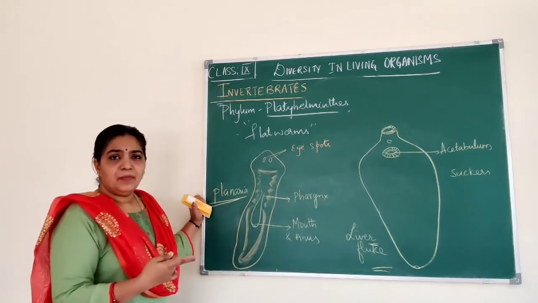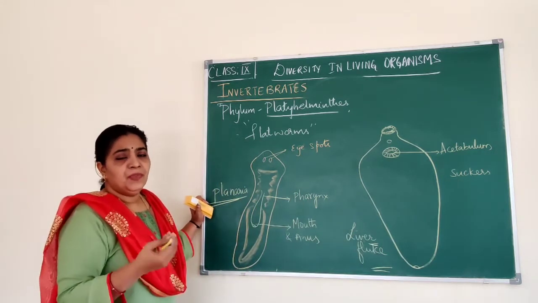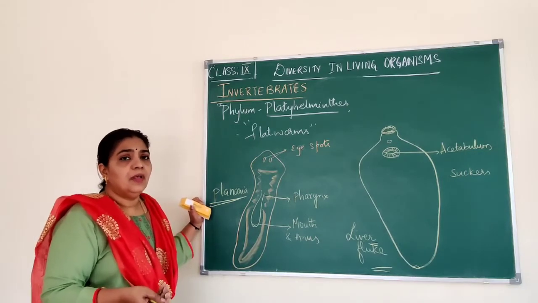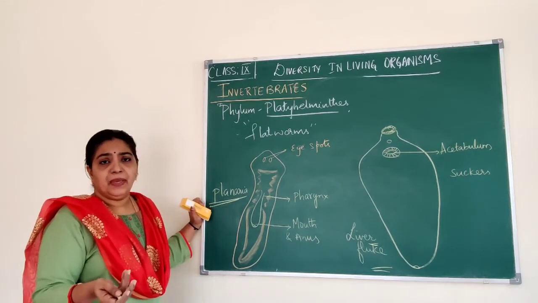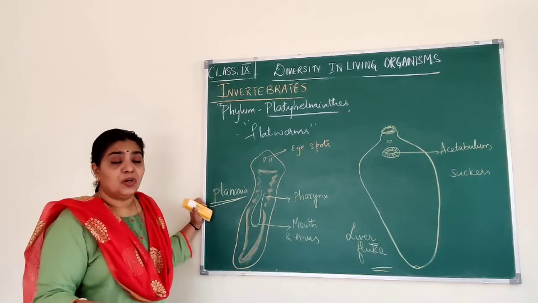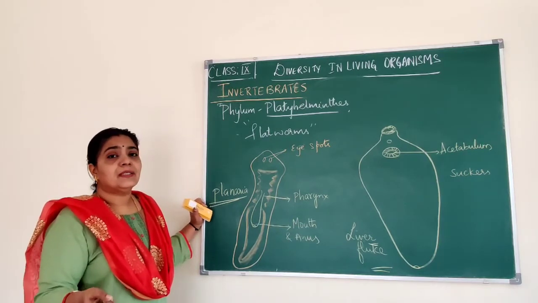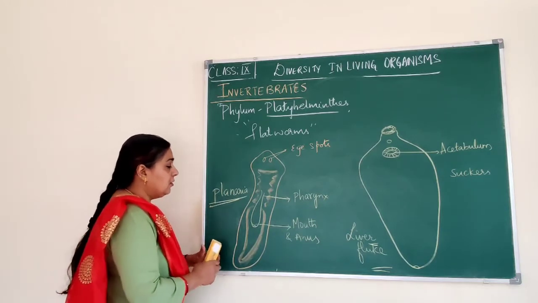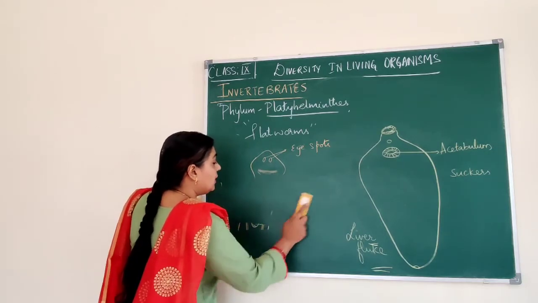They live in the host, maybe in the pig. If we eat pig meat, that is pork, and it is not cooked properly, chances are that this organism will gain entry into our body. So that's about liver fluke.